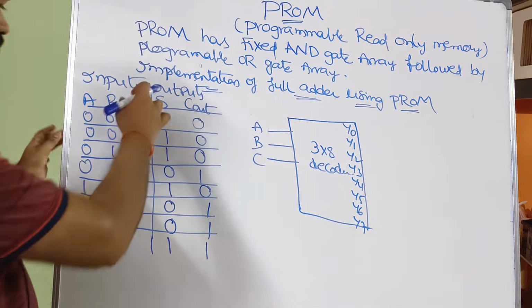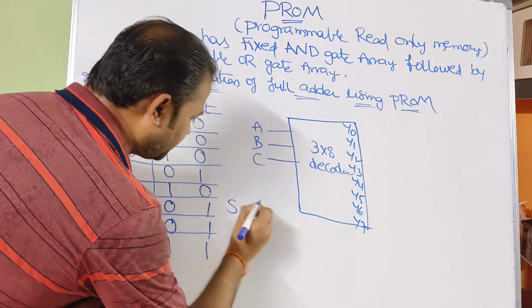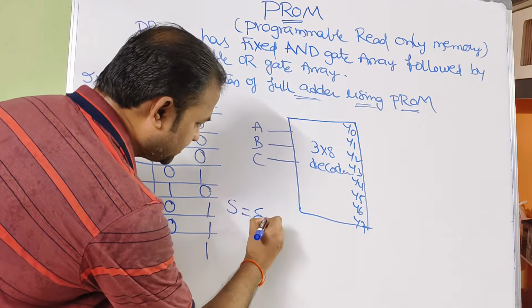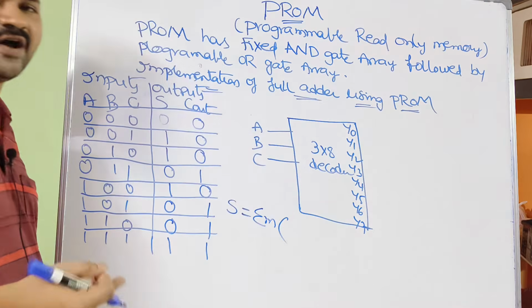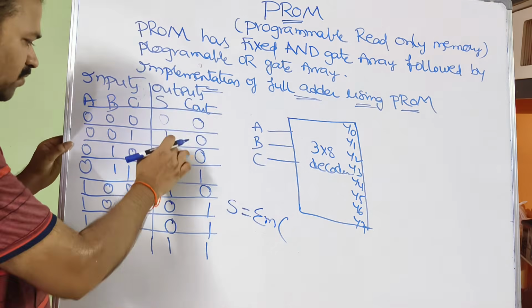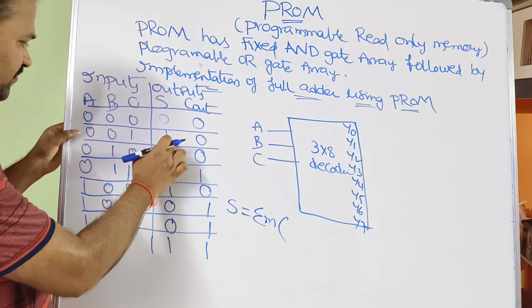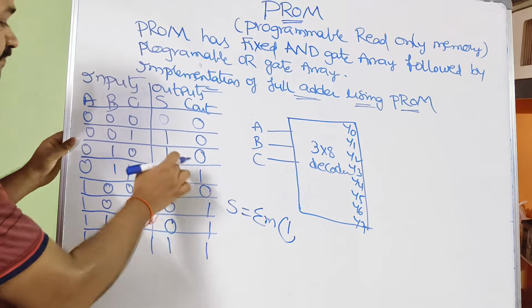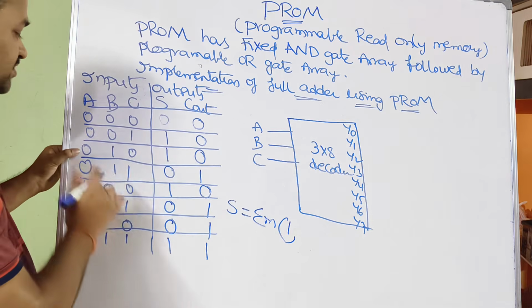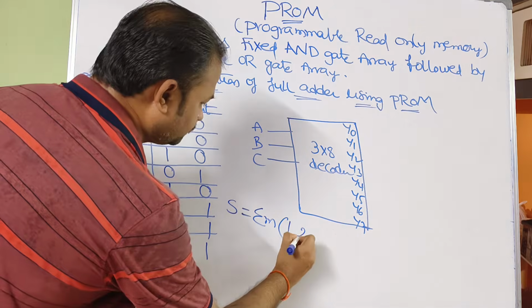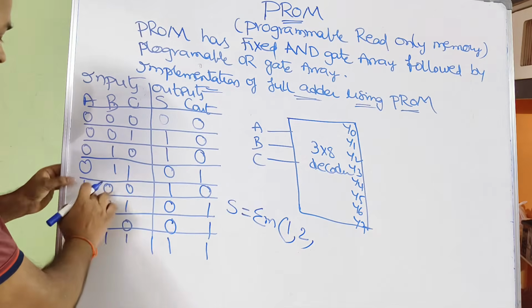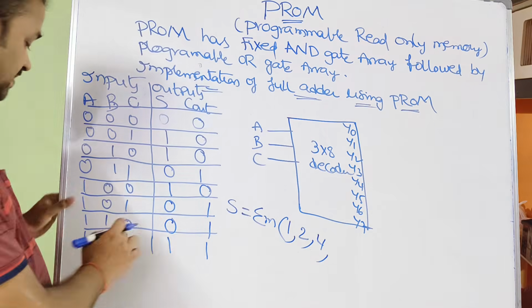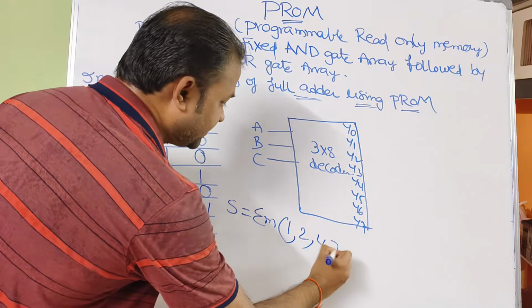Now let us see the Boolean functions. The first one is sum. Sum is a sum of products, that is, sigma m, where m means minterms. Here we have 4 ones. We have 1 when the inputs are 001, which in decimal is 1. Next, 010 in decimal is 2. Next, 100 in decimal is 4. Next, 111 in decimal is 7.